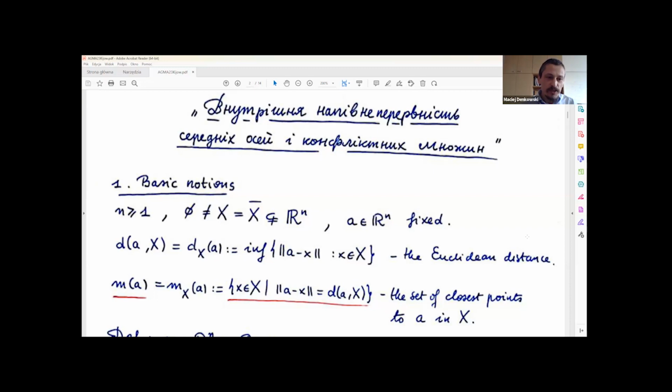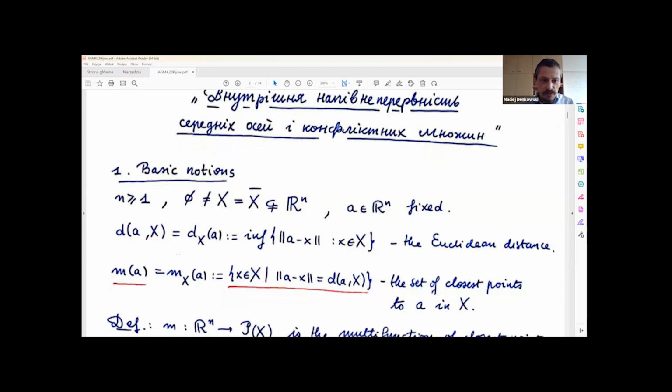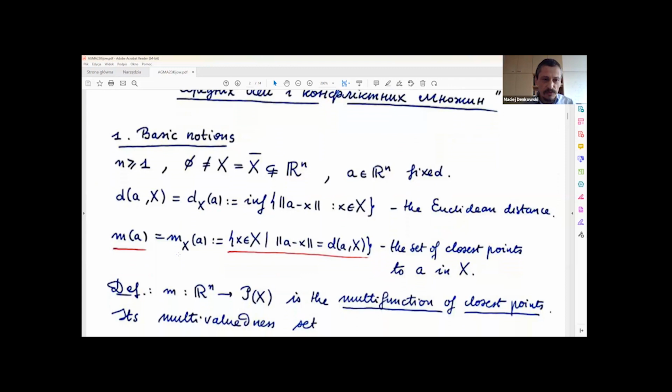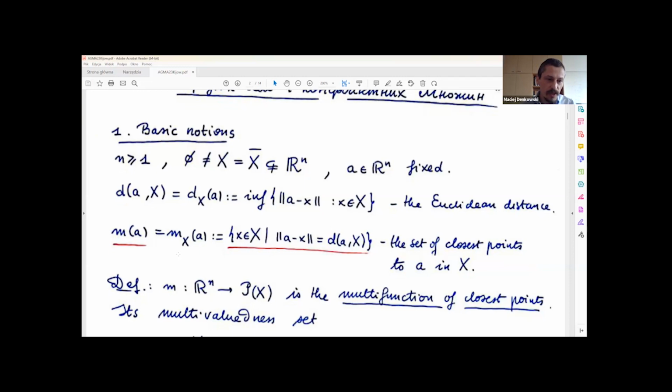Anyway, the basic notions. So we are in the Euclidean space, R^n, as you can see here, and we consider a non-empty closed proper subset X here, and we pick a point a. For this point, we will be computing the Euclidean distance, d_X of a. We will use these notations. And we will be interested in the set of closest points to a in X. This set of closest points is denoted here by m of a.